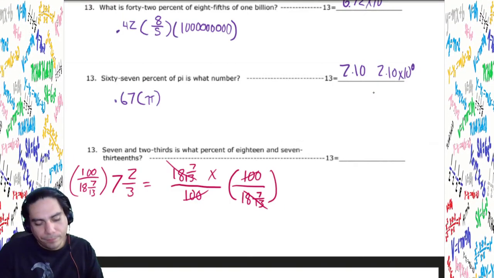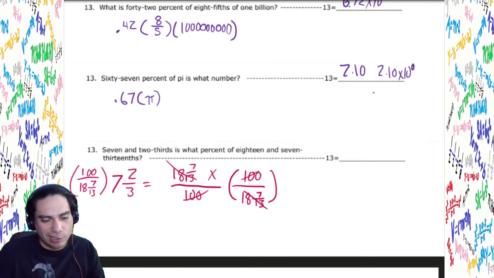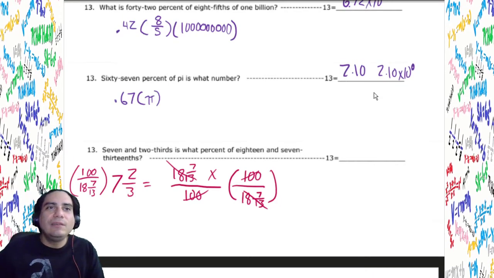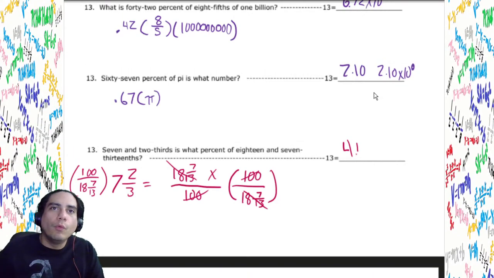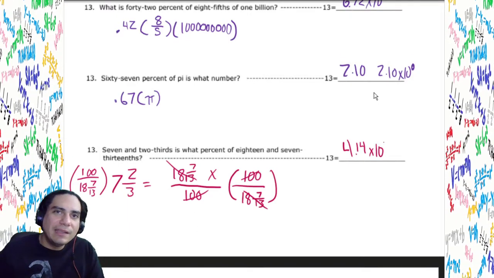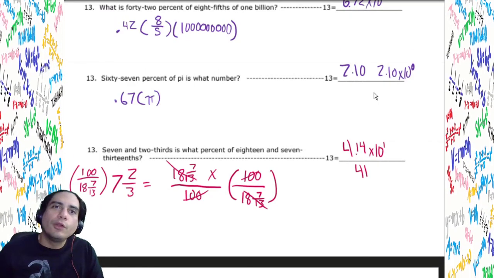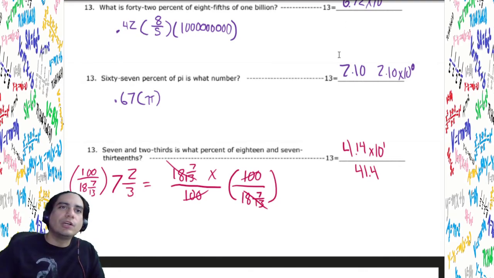Multiply by 100. 18.7.13. Divide. Easy work. We get ourselves 4.14 times 10 to the first, or 41.4. Ladies and gentlemen, easy work. Easy work. Let's keep it going.